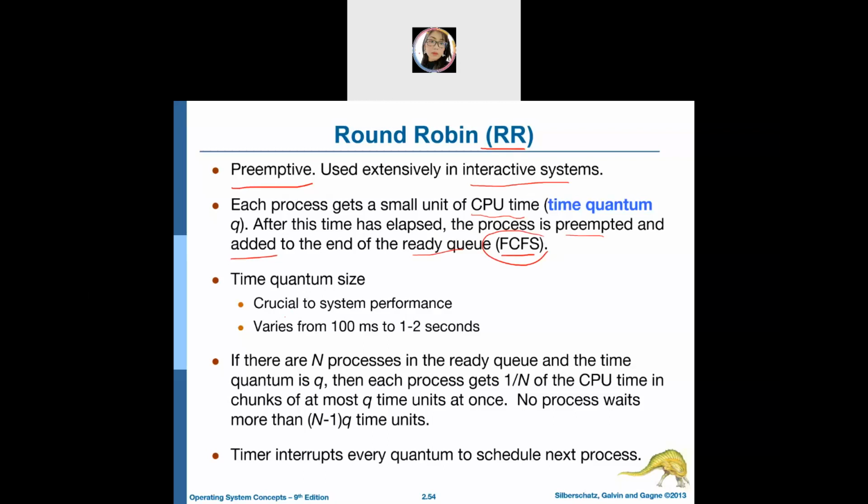Time quantum size is crucial to system performance, and varies from 100 milliseconds to 1 to 2 seconds. Let's say there are n processes, maybe 2 or 3 processes in a ready queue, and the time quantum is Q. Then each process gets 1 divided by n of the CPU time, in chunks of at most Q time units at once. So no process waits more than (n minus 1) times Q. A timer interrupt occurs every quantum to schedule the next process.